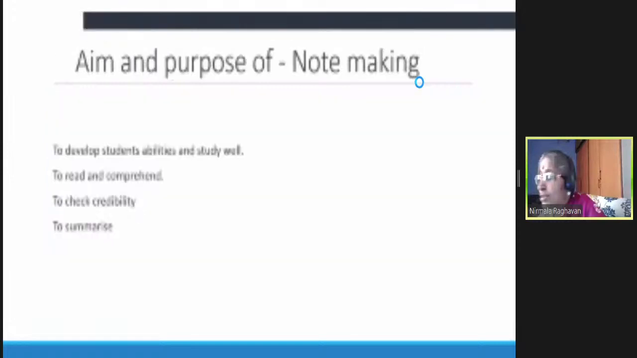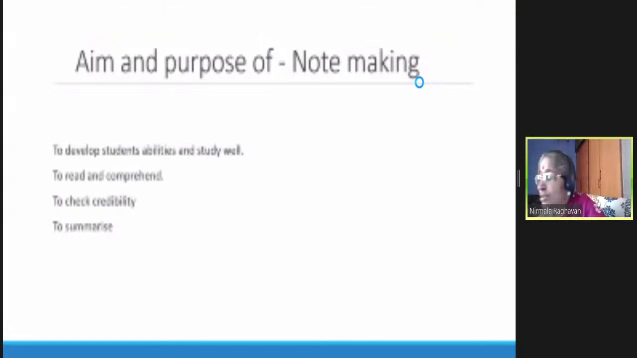What is the purpose of note making? Why do we do that? Why is it an important study skill? Why is it there in your foundation course? This is just to help you study really well. It is just to help you read and comprehend better, to check credibility as a document. It can be shared, and you also get the art of summarizing.